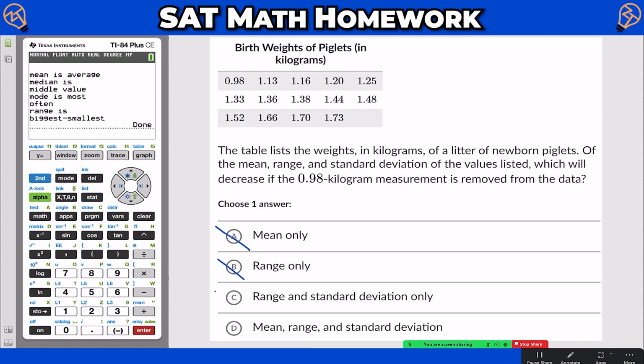And the difference between C and D is that D includes the mean, whereas C does not. So if we remove this value, imagine if your lowest test score were dropped. What would that do to your average? It wouldn't decrease it, it would increase it. It would be to your advantage. So it definitely wouldn't decrease the mean, which means the correct answer option is C.